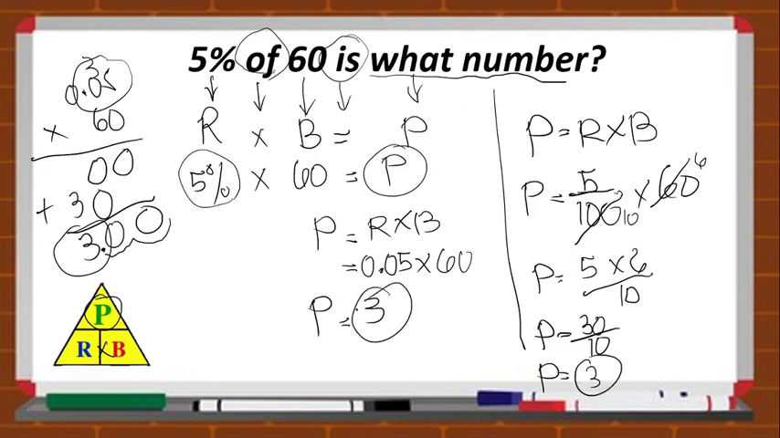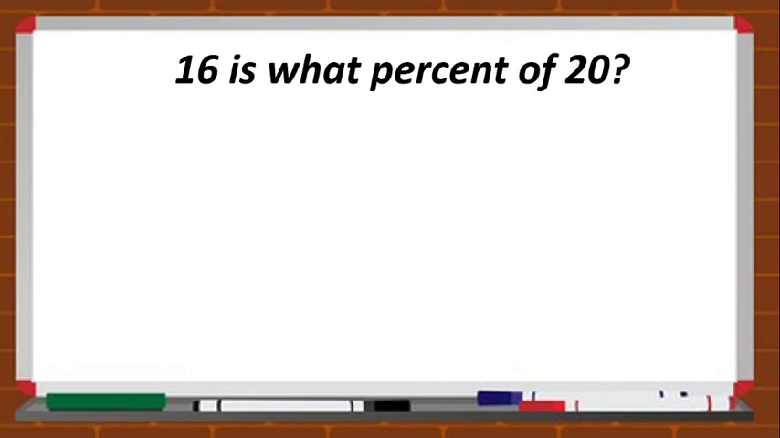So the missing element here is percentage, so we use the formula percentage equals rate times base. So let's identify the missing or unknown element in this word problem. 16 is what percent of 20?